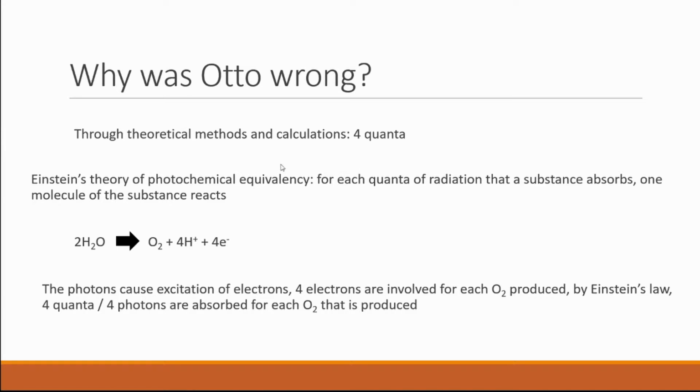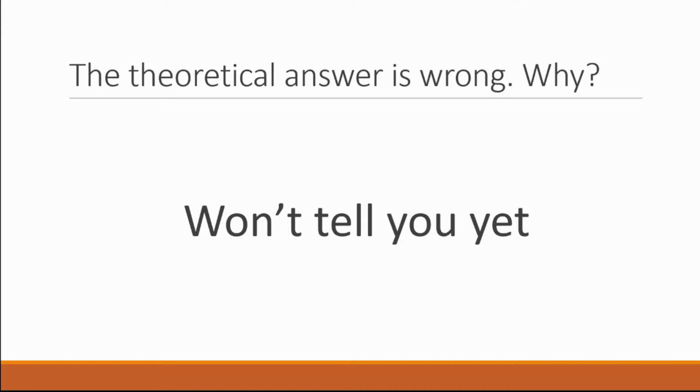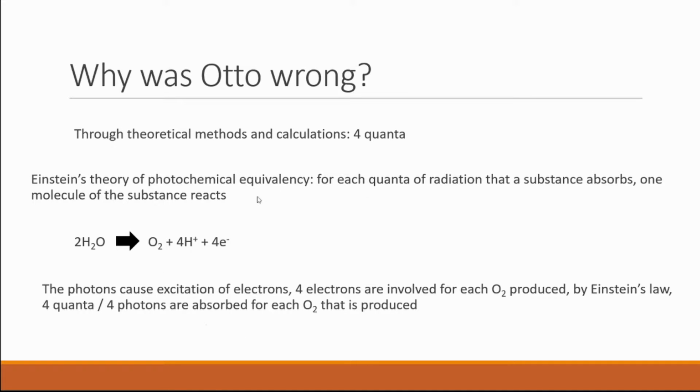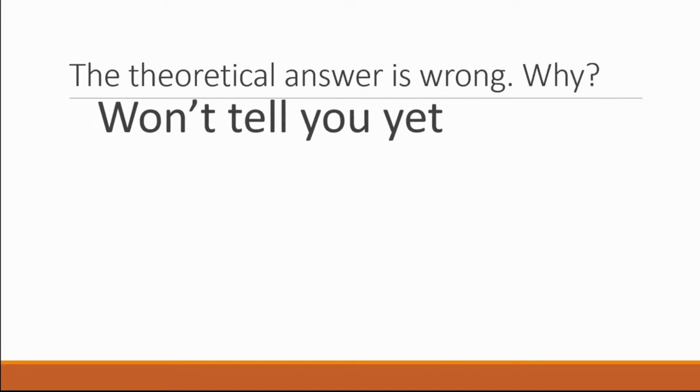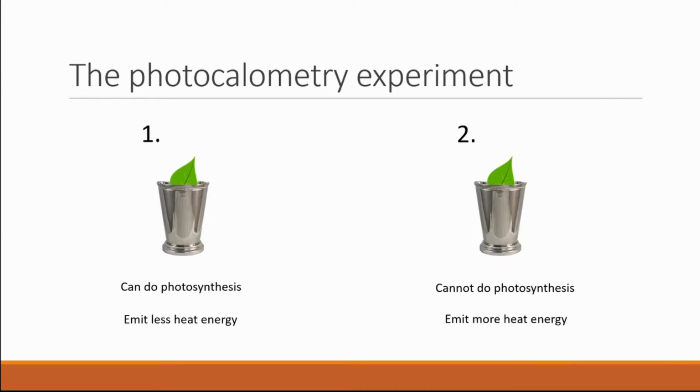But why was the theoretical method wrong? I mean, following this logic, it seems pretty logical, and nothing is wrong with it, at first glance. But why is it wrong? And the answer is, I won't tell you yet. That's because if you're a biology student, you should have all the necessary information you need in order to figure out why this line of reasoning turns out to be wrong. If you've studied photosynthesis, then the information is already there and you just have to connect the dots. So you can think about it while I continue. I will reveal the answer at the end though, so don't worry about that.